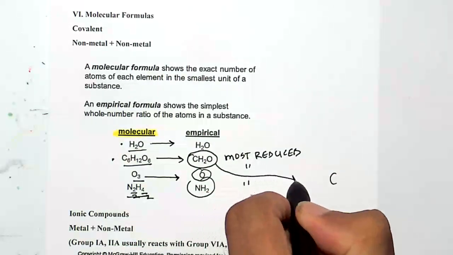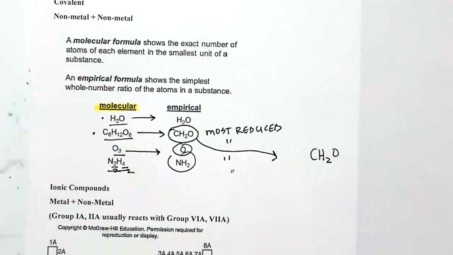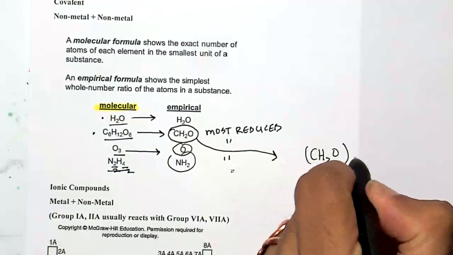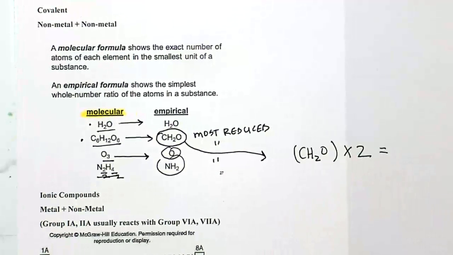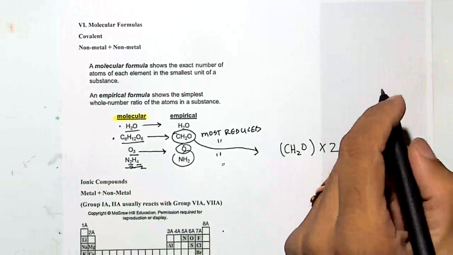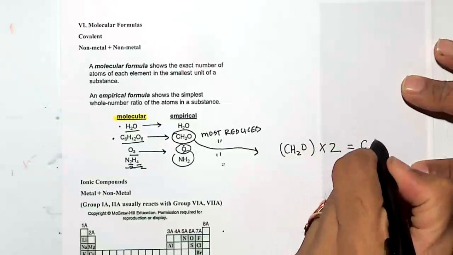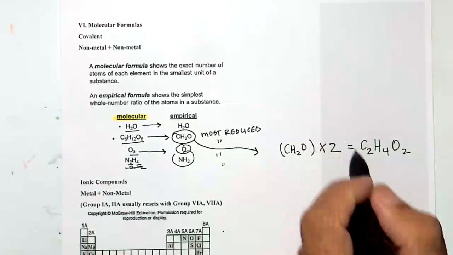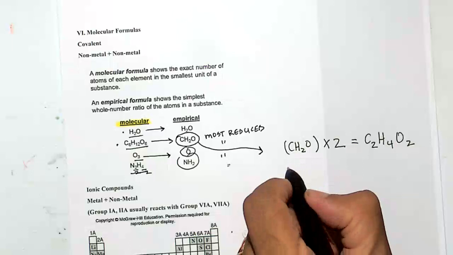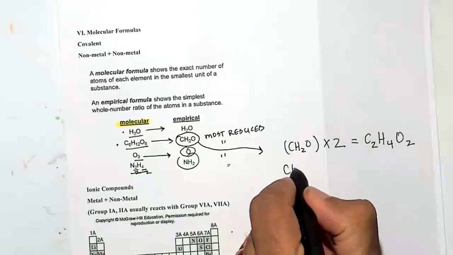So if I take this CH2O, let's say I multiply this by 2. Okay, you can do that. If I take the CH2O and multiply it by 2, what will be my new formula? Right. Okay. So I can do that. I can multiply it, and this is some other name. I do not know the name.